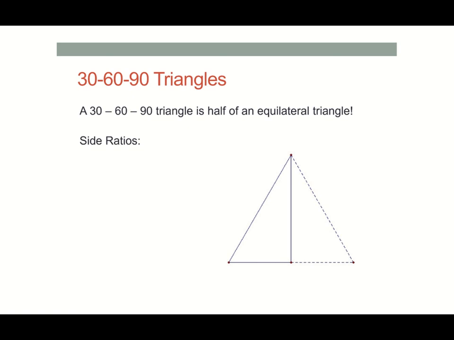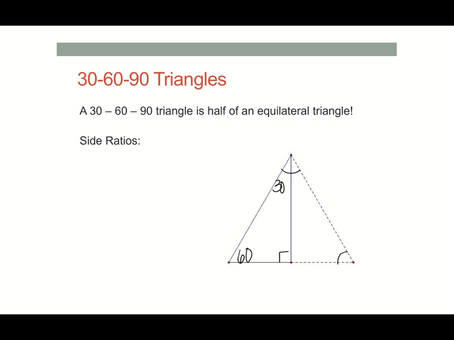A 30-60-90 triangle is half of an equilateral triangle. So if we think of an equilateral triangle, all angles in an equilateral triangle are 60 degrees, because that adds up to 180 degrees. If we cut this in half, we have 90. And then if we bisect this 60-degree angle up here, we cut it in half, this is our 30-degree angle. So we have our 30-60-90-degree triangle.